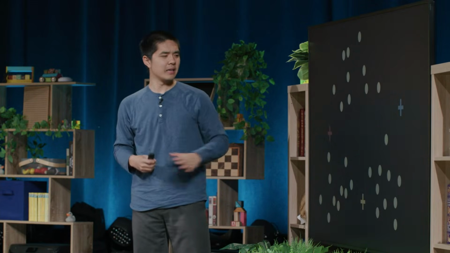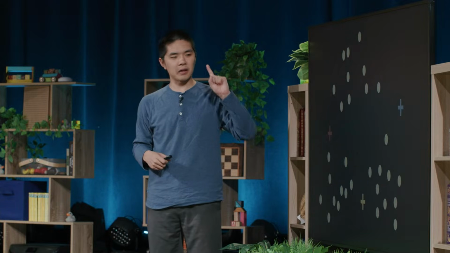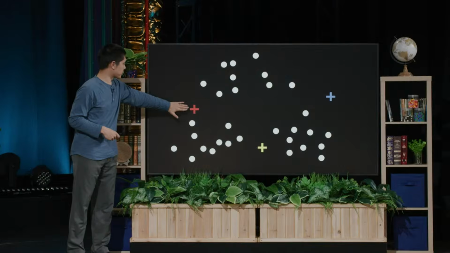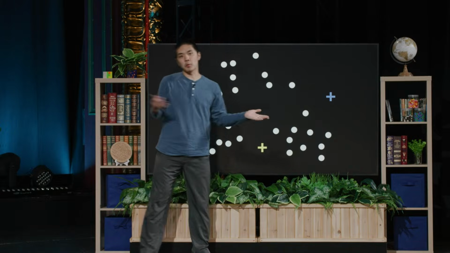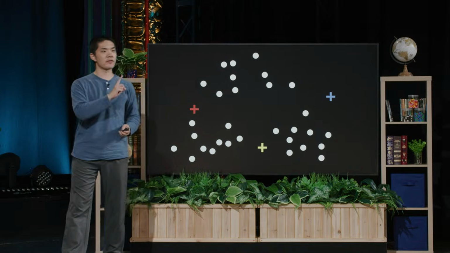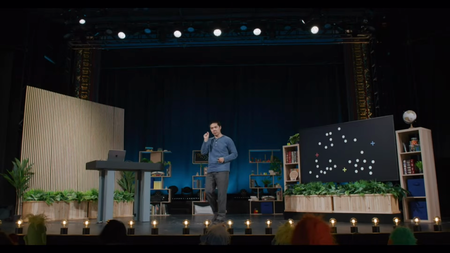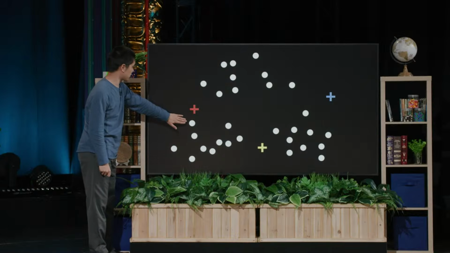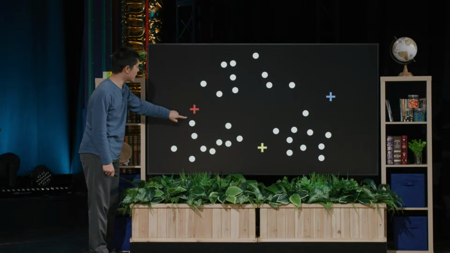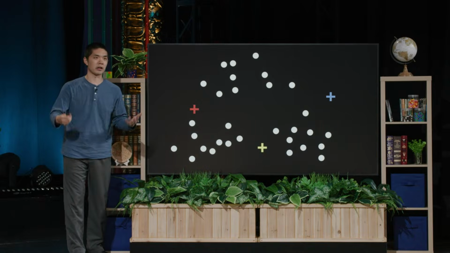And then what we'll do is we'll take each of the data points and assign it to one of these clusters, either to the red cluster, or to the yellow cluster, or to the blue cluster. And the way we'll do that is based on distance. Whichever cluster centroid a data point is closest to, that's the cluster that we'll assign it to. So for example, this point right here, its closest cluster centroid is this red one here. So this data point we would put in the red cluster, for example.